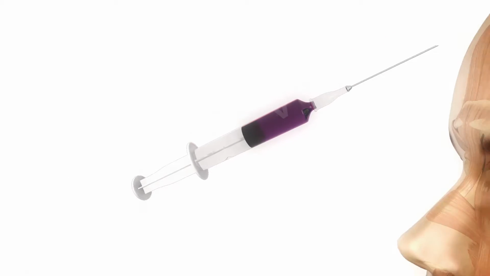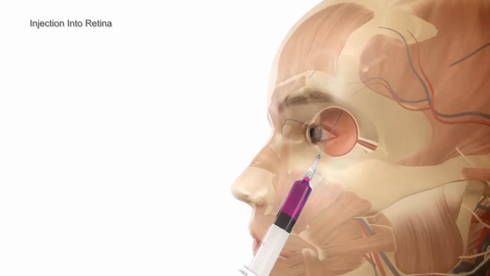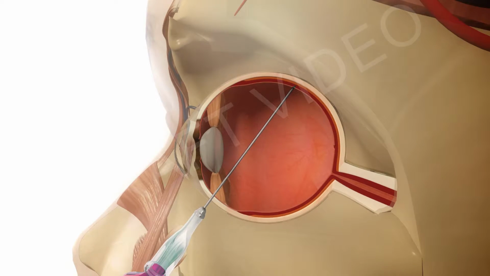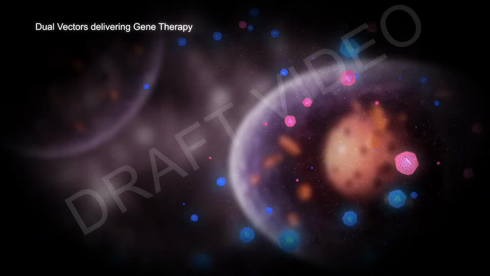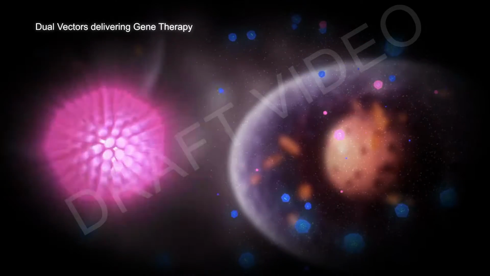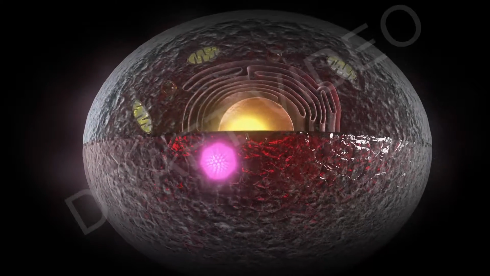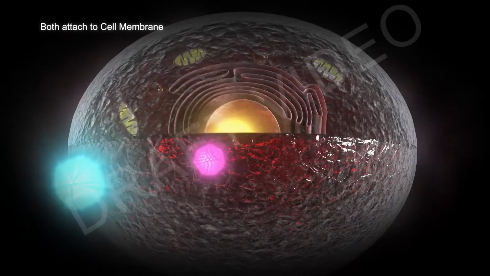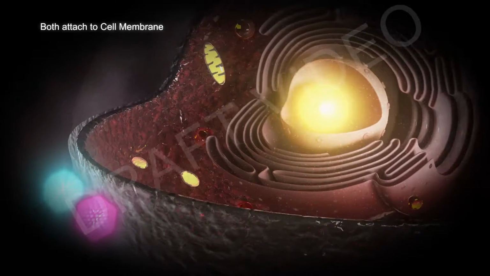The vectors will be delivered to the retina using a simple subretinal injection, administered by an ophthalmic surgeon specially trained in this technique. Zooming into cellular level, we can see how the two vectors bind on the cell's surface. At the center of the cell is the nucleus, containing the defective gene, which is causing the cell to produce a faulty protein, ultimately resulting in disease.